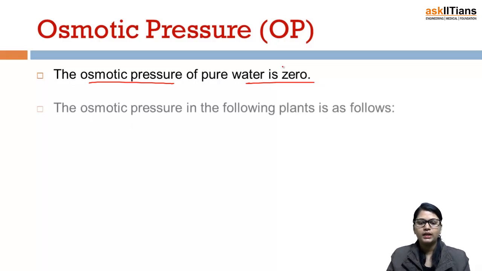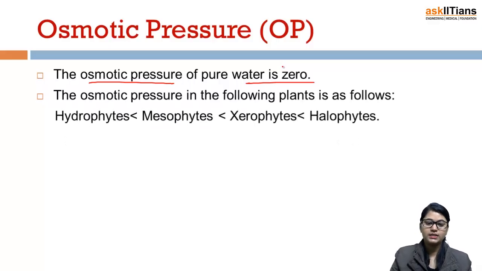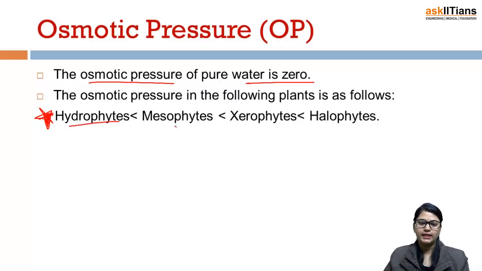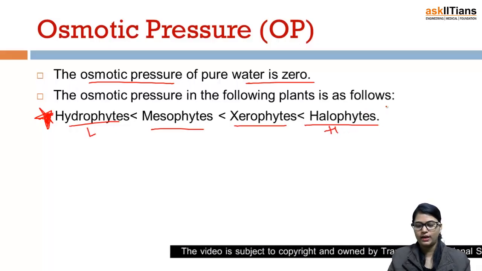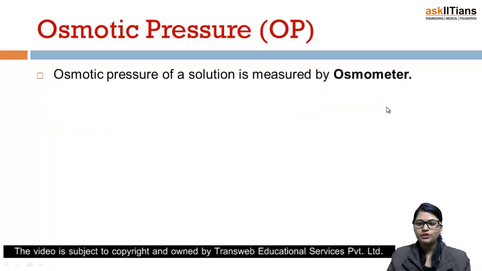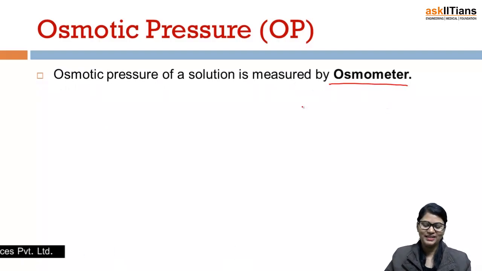The osmotic pressure in the following plants is as follows. This is also an important point. This may also come as a question. In hydrophytes it's less, mesophytes quite more, xerophytes more, and halophytes the highest osmotic pressure. So the lowest is hydrophytes and the highest is halophytes. Osmotic pressure of a solution is measured by a device called an osmometer.